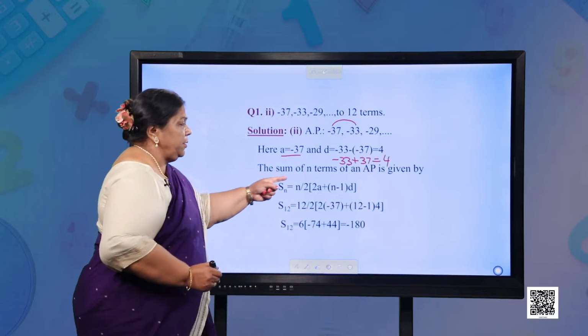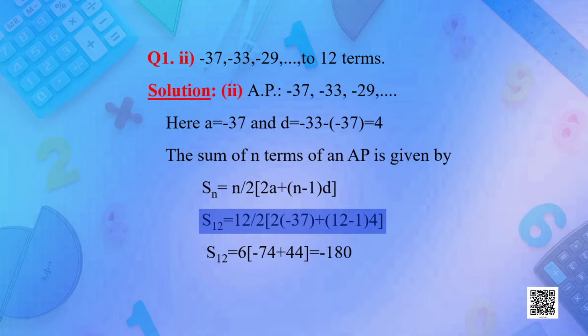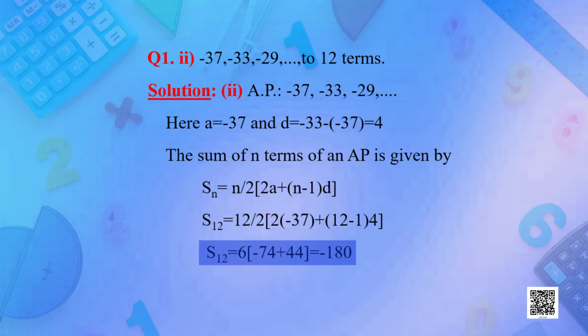So, sum of n terms of an AP is given by S_n is equal to n upon 2 into 2a plus n minus 1 into d. So, 12 upon 2 multiplied by 2 into minus 37 plus 12 minus 1 into 4, which on simplification gives us 6 into minus 74 plus 44, that is equal to minus 180. Is it clear? Okay. Let us go to the next.